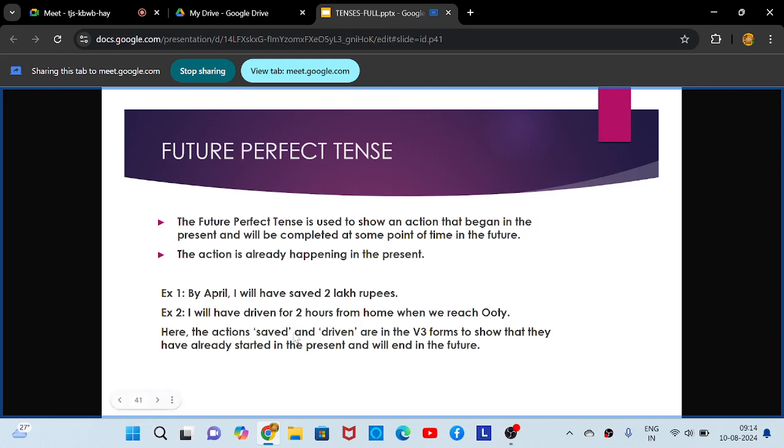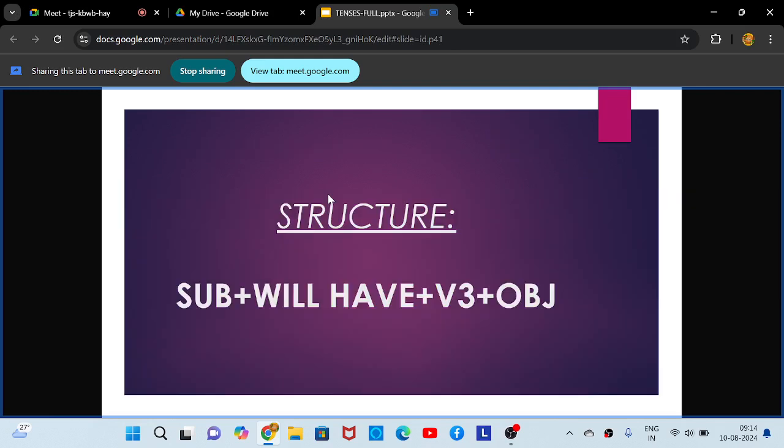So here the actions saved and driven are in the V3 forms. So now let me show you the structure of this tense. It is subject plus will have plus V3 plus object.